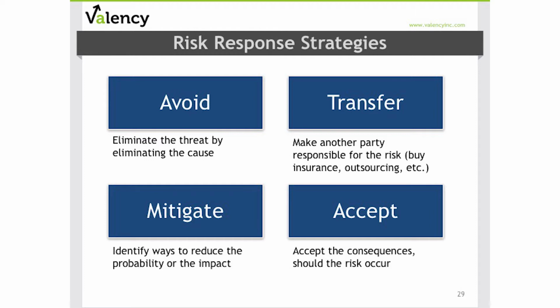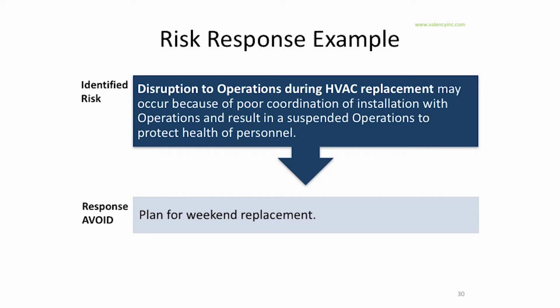Mitigate, this is the most widely used risk response, and the approach is to identify a set of actions that your team can follow that will reduce either the probability or the impact of that risk, or both. And finally, we may choose to accept, and this strategy involves taking no action unless the risk actually occurs. So the project team would normally develop a contingency plan ahead of time, and that will only be implemented if the risk occurs.